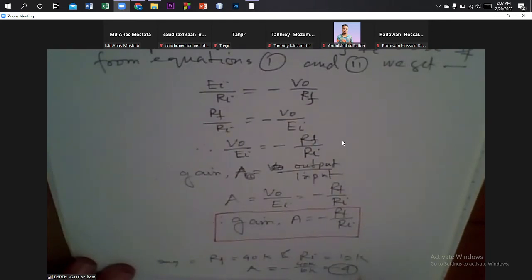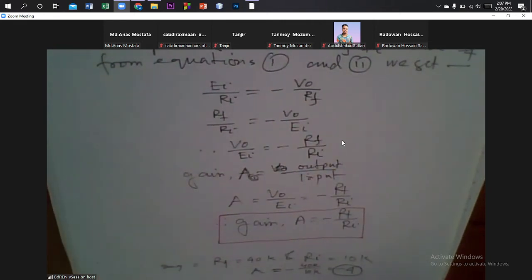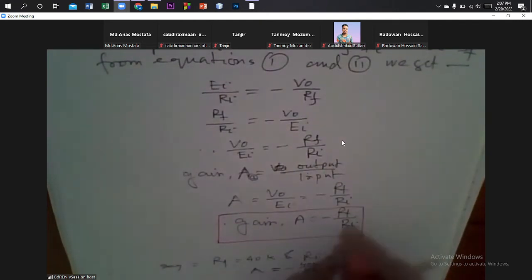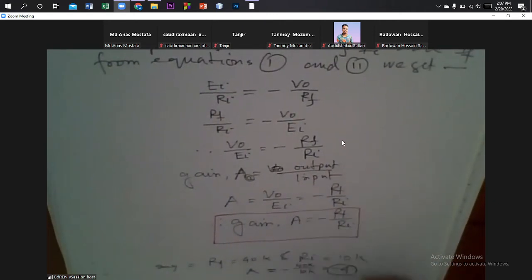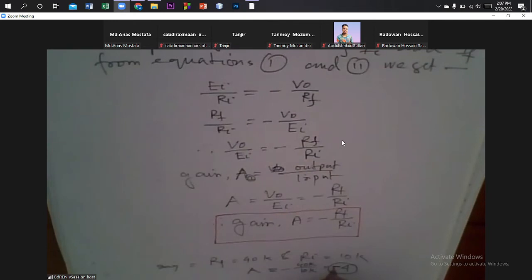The open loop gain is 2 lakh, infinite. And what is the gain for closed loop? Minus 4, when RF is equal to 40K and RI is equal to 10K. So if we change the values of RF and RI, we can control the gain. If we take RF 50K, then what will be the value of gain? 5. And what does the minus mean?